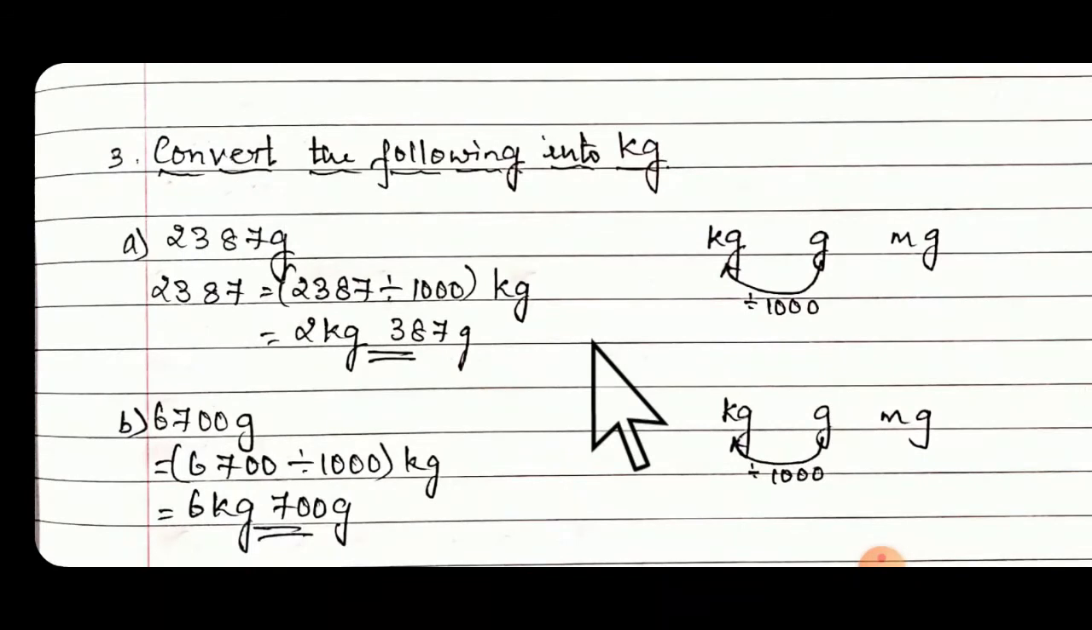Question number 3. Convert the following into kg. 2387 gram is given. Smallest is given and you have to go to the biggest. Gram to kilogram, backward by 1000 units. So divide by 1000, you'll get 2 kg 387 grams.